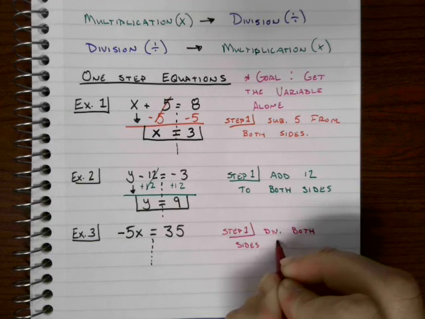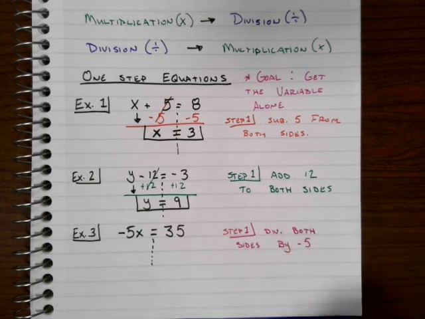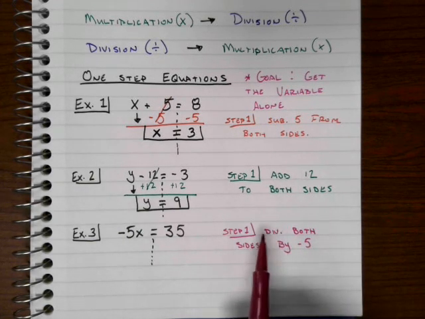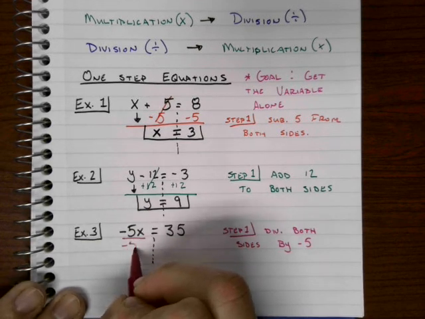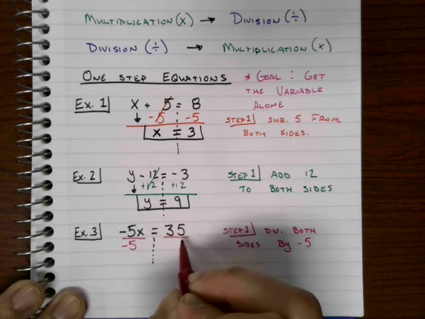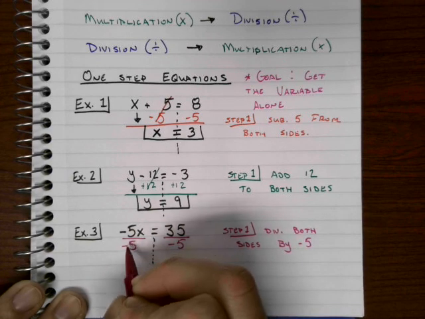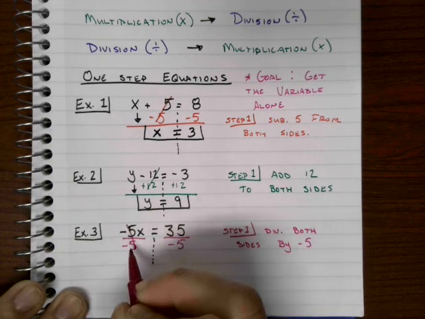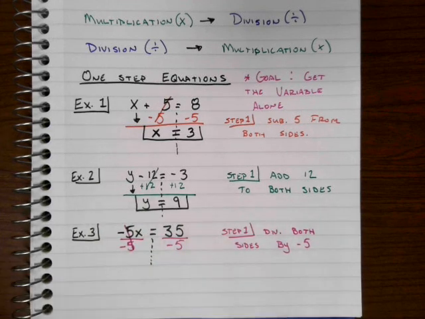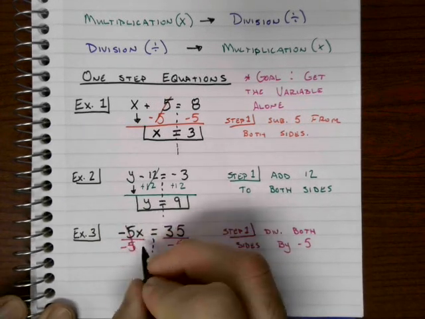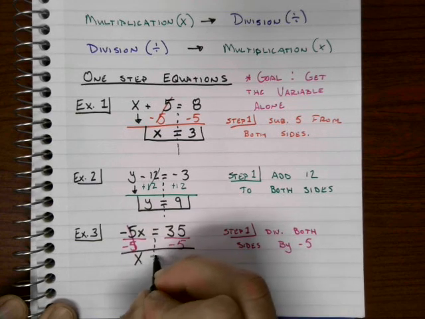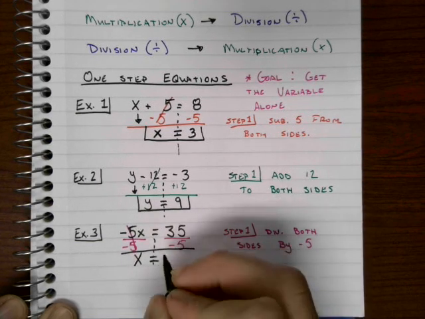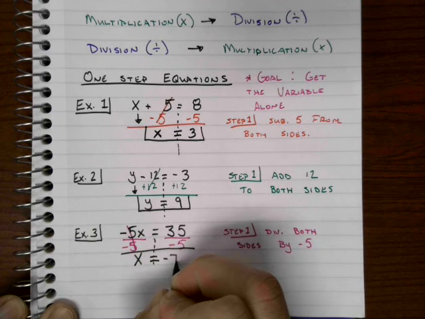by negative 5. And why am I dividing? Because division is the opposite of multiplication. So if we divide this side by negative 5, what we do to one side, we have to do to the other. These negative 5s will cancel because division is the opposite of multiplication. X is all that's left on here, so I'm going to bring down my x equals 35 divided by negative 5 is negative 7.